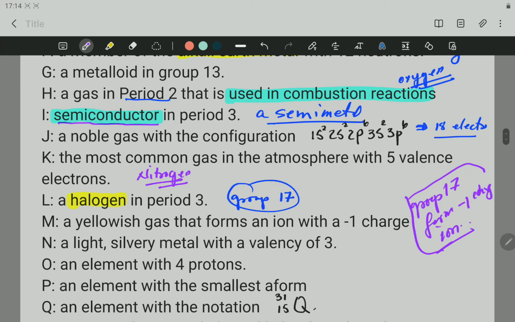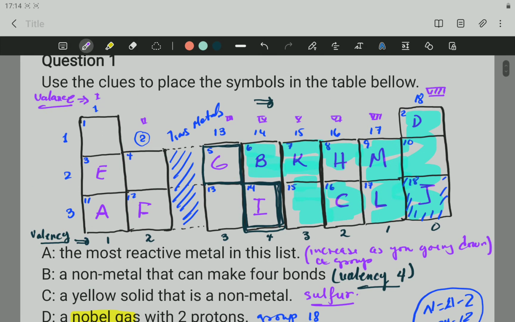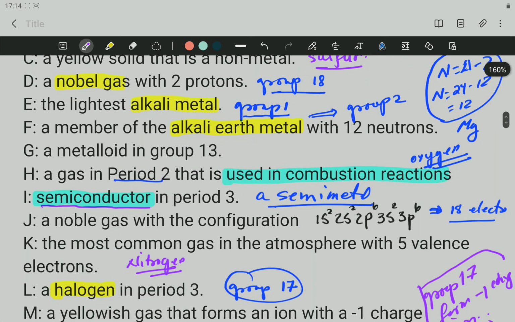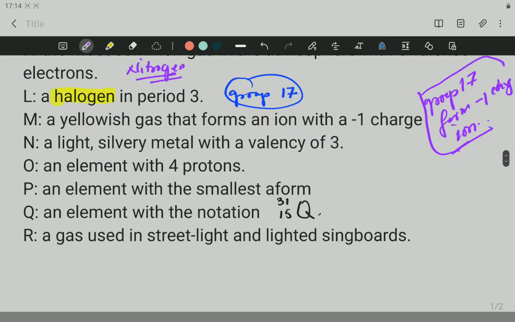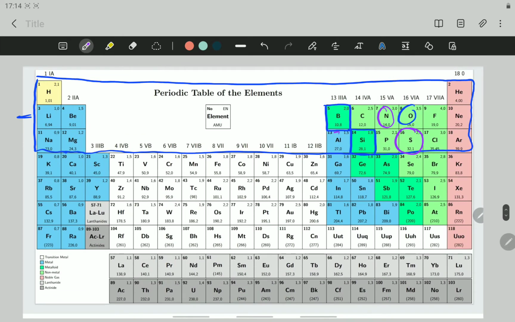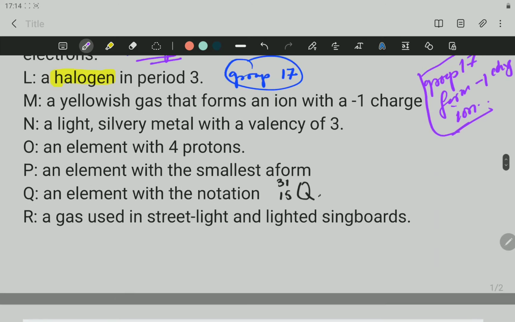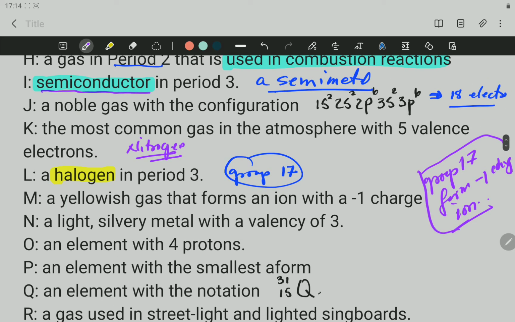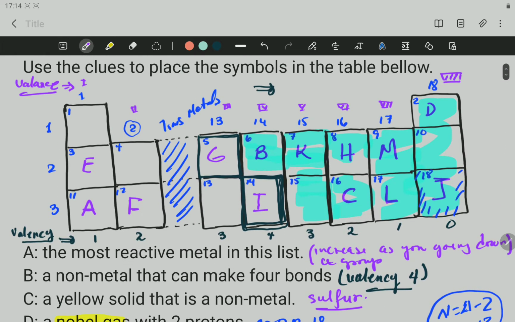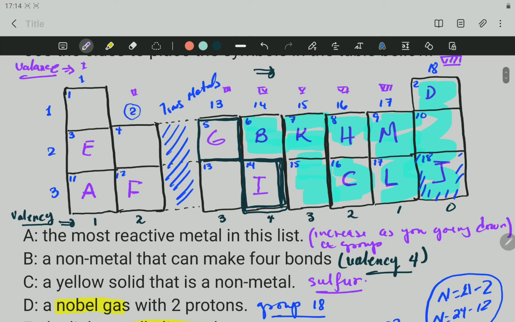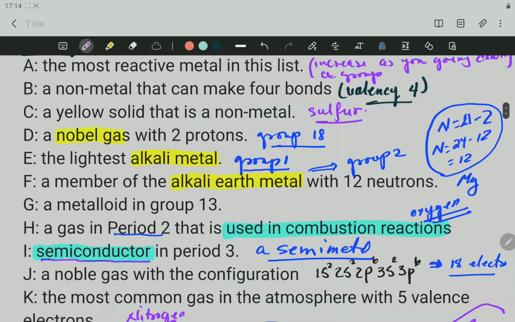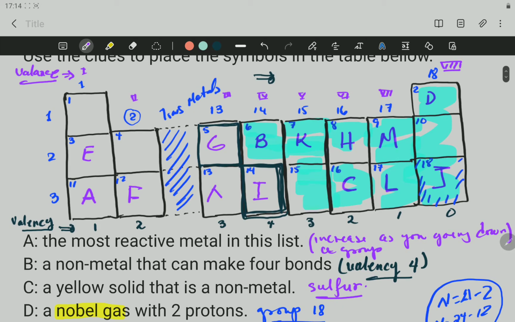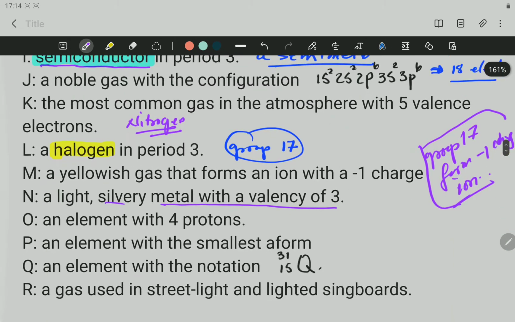A light silvery metal with a valence of 3. Remember, valence of 3. Valence is the Roman number. Let me just look quickly. A silvery metal with a valence of 3. So that silvery metal is going to be aluminum. You know, aluminum is a silvery metal, and it's going to be a silvery metal with valency of 3. So we're going to group 13. This is the silvery metal. What letter was that? That was letter N. So we are at N. You can see we are almost done. I'm trying to do it as fast as I can.